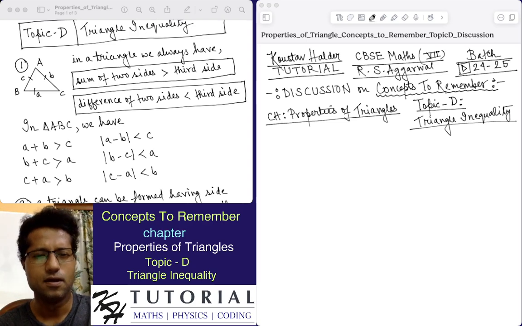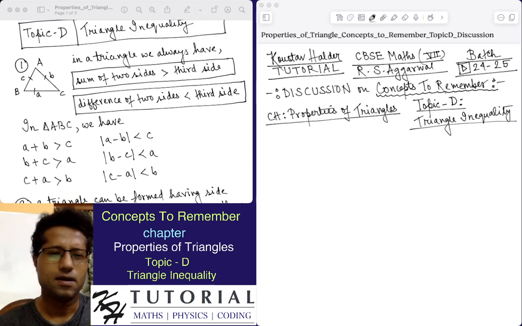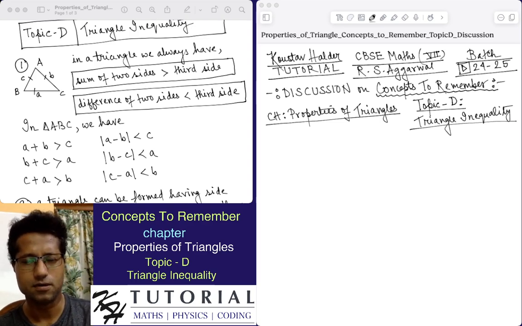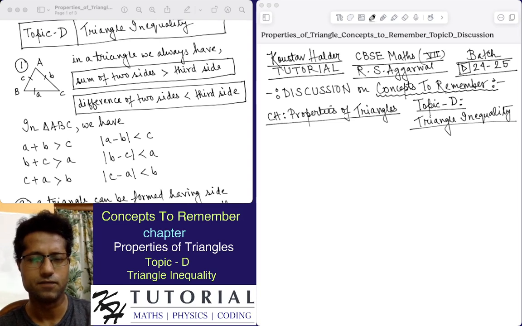So in this triangle we will have a plus b greater than c, and also modulus of a minus b less than c. Modulus of a minus b, why are we using modulus? Because we do not know whether a is bigger than b, or a is smaller than b. Among the two side lengths a and b, which is smaller and which is bigger, we do not know. But we are only concerned with the difference of the length of the two sides.